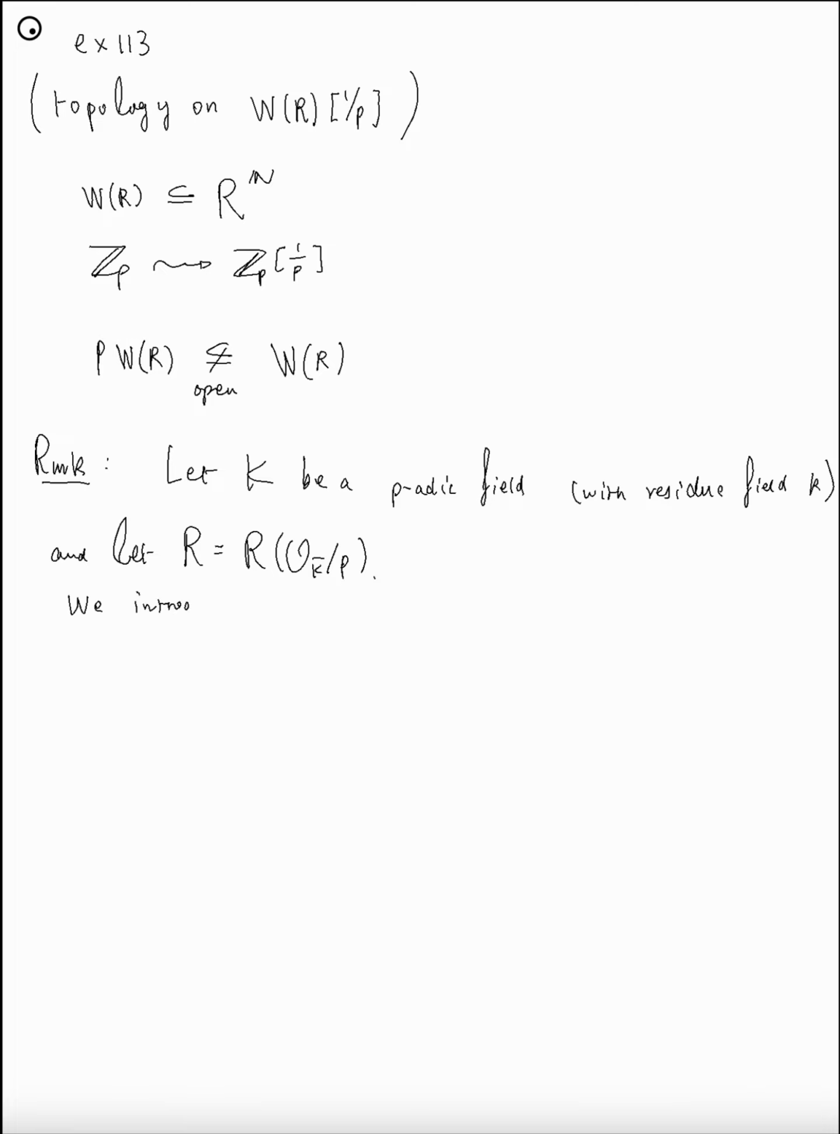Introduce a p-adic, or introduce a topological ring structure on WR invert P. This is what I call weak topology in the last video, but that's not very precise actually. Let's be more precise on WR. Yeah, we have the weak topology. That's the product topology. We have the product topology.